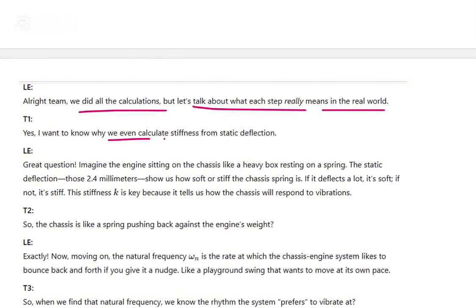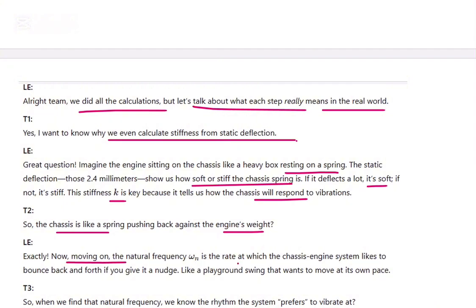I want to know why we even calculate stiffness from static deflection. Imagine the engine sitting on the chassis like a heavy box resting on a spring, right? The static deflection shows how soft or stiff the chassis spring is. If it deflects a lot, it's soft. If not, it's stiff. The stiffness is the key because it tells us how the chassis will respond to vibrations. So the chassis is like a spring pushing back against the engine's weight, right?